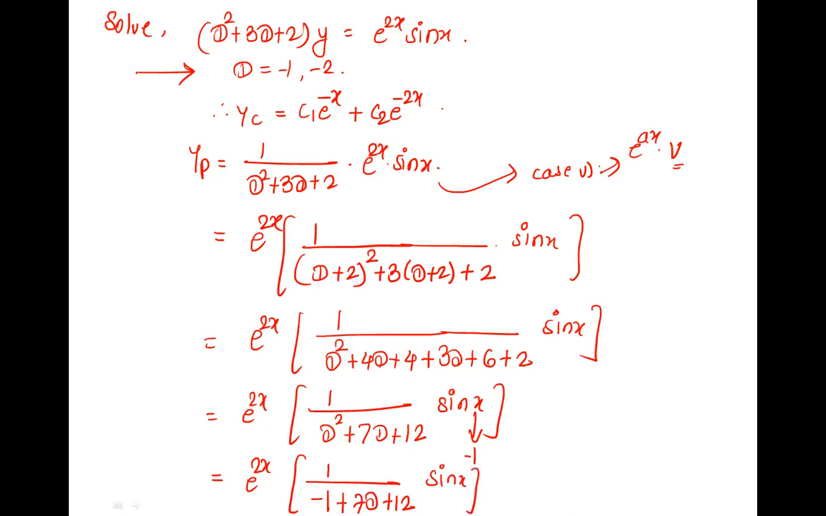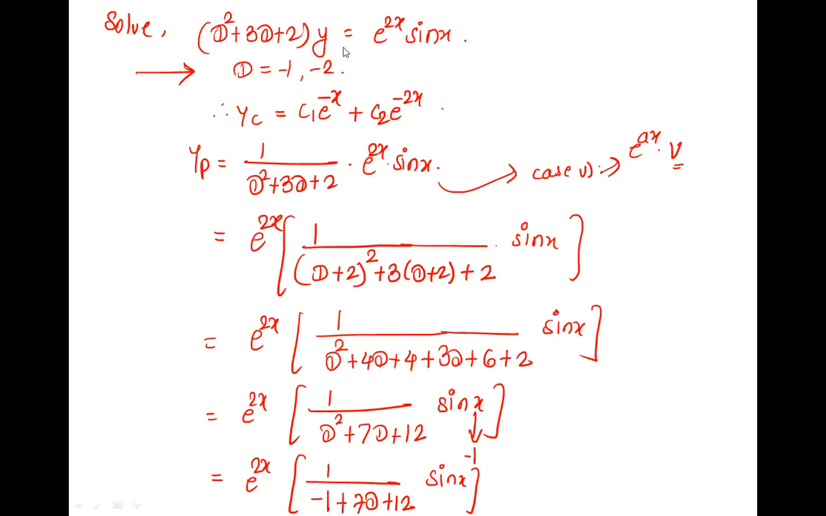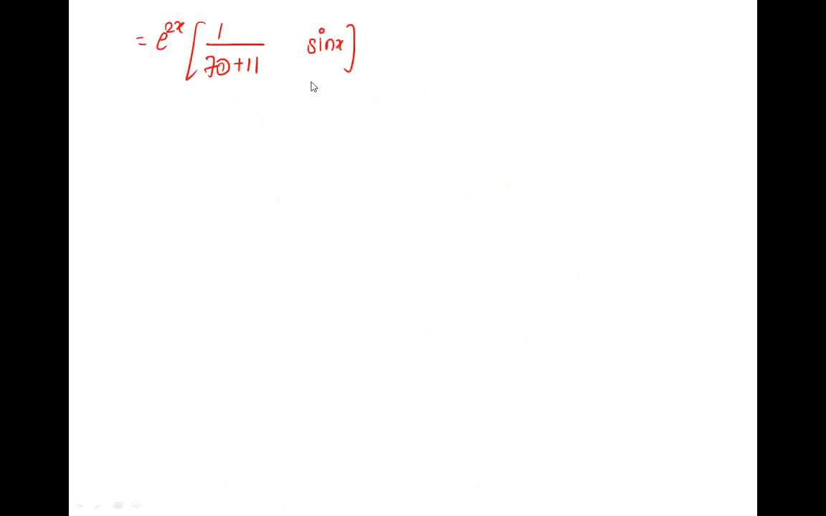This term is 12 minus 1, 11. So 7D plus 11 is in the denominator. So that is equal to e raised to 2x, 1 upon 7D plus 11 on sin x. Let me check once whether it is correct. Yes. Again, it is a sine case and we want D square.